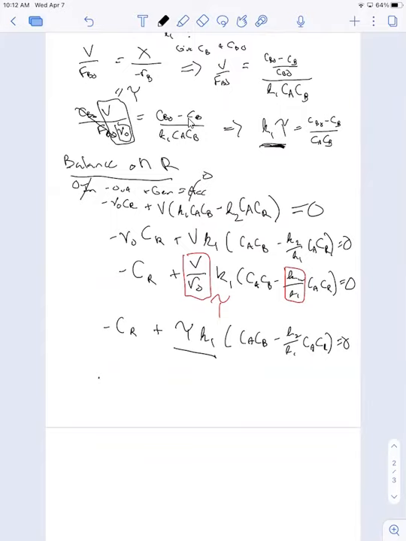So then we can move the CR over to the other side. So this equals CB naught minus CB over CA CB, times CA CB, minus K2 CA CR equals 0. And then we can multiply this through.